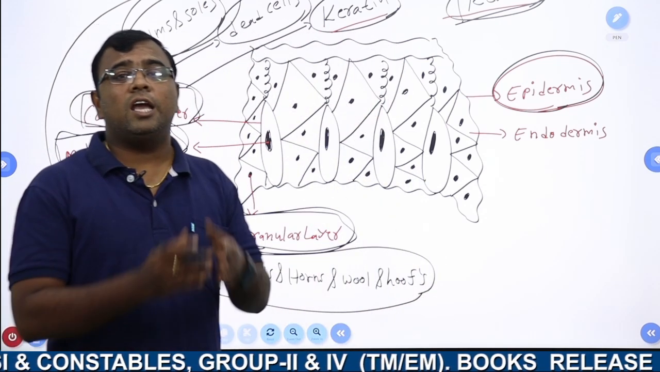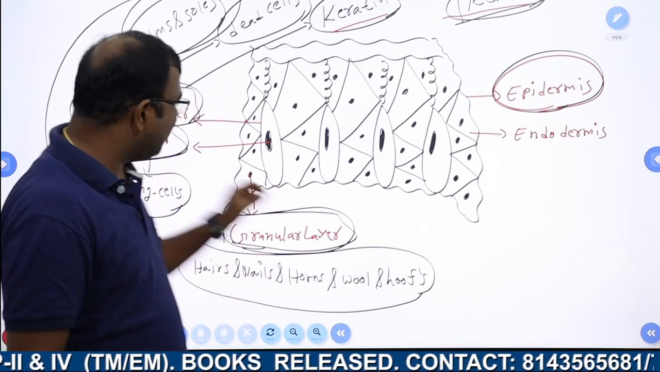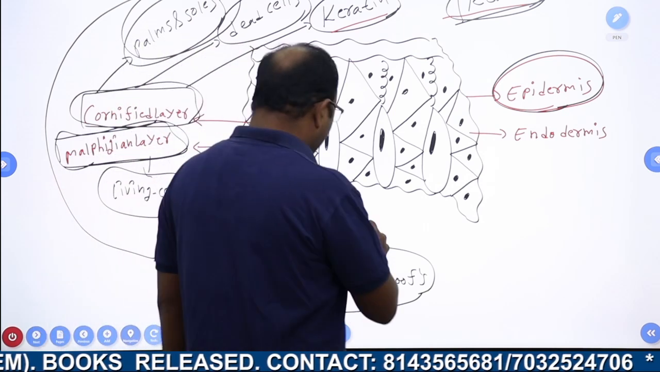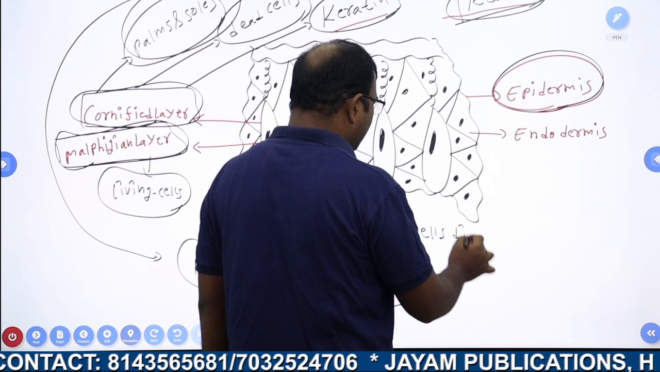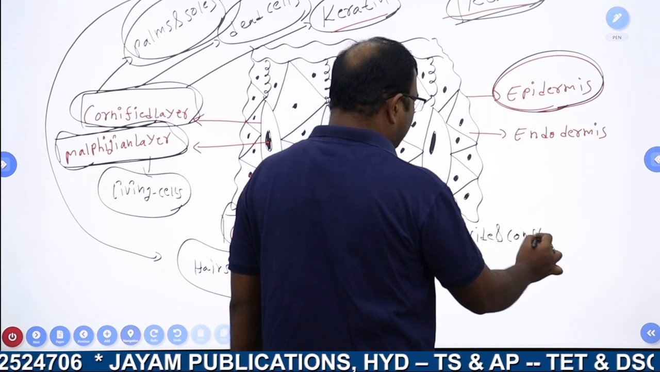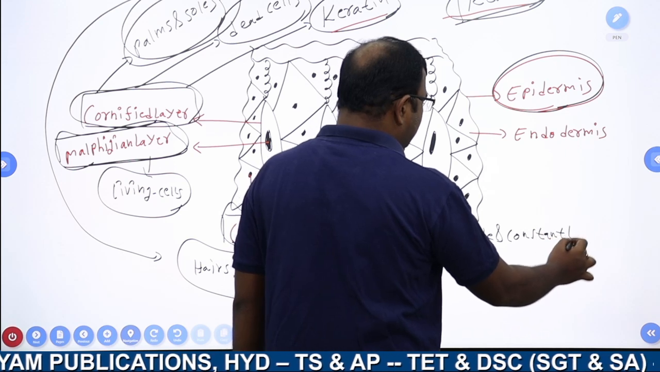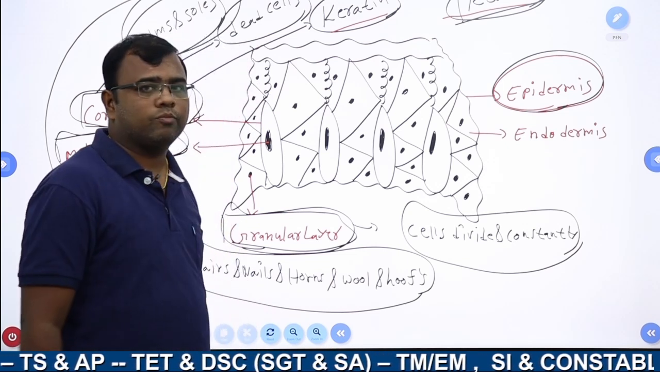What is the function of the granular layer? The granular layer's function is that cells divide constantly. This is the function of the granular layer.